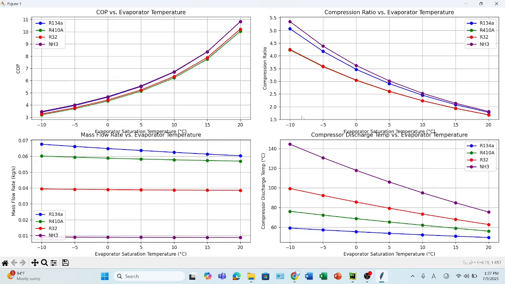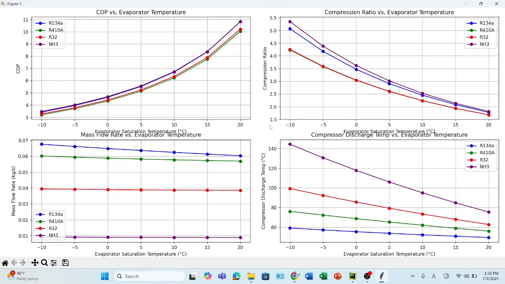So here you can see all these four plots in one window, as we have given a command to Grok. It has provided us what we want, and you can see ammonia has the best COP, and R134A also has the same COP, so it's good. Here you can see the compression ratio is also higher, so that's not actually desirable. We need a lower compression ratio. The lower the compression ratio, the less work a compressor has to do. So here ammonia is not as desirable.